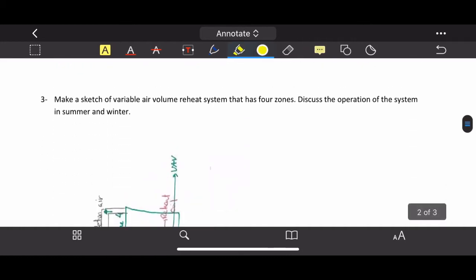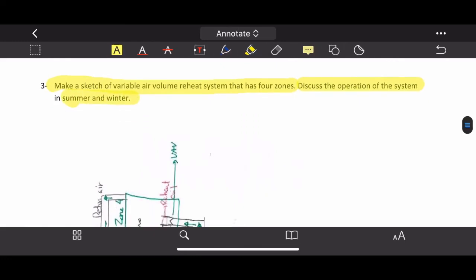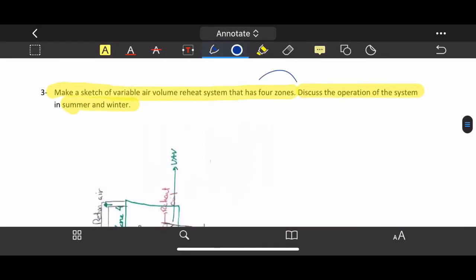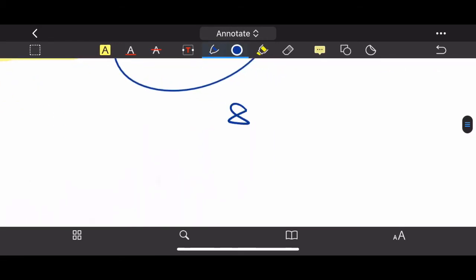Question 3. Make a sketch of a variable air volume reheat system that has 4 zones. Discuss the operation of the system in summer and winter. Now, to do this, you must know that it has 4 zones. Go back to your slides.